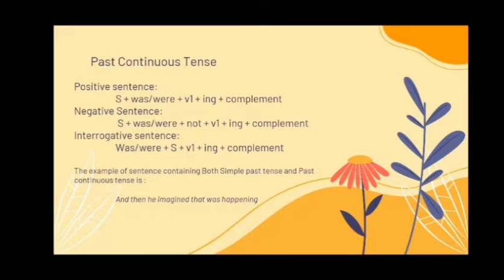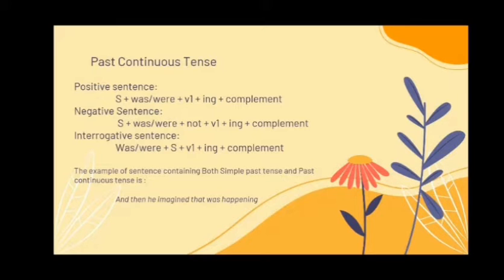We move to the next topic about past continuous tense. The sentence pattern for the positive sentence is subject plus was, were plus verb 1 plus ing plus complement. For negative sentence, we have subject plus was, were plus not plus verb 1 plus ing plus complement. And for interrogative sentence, we have was, were plus subject plus verb 1 plus ing plus complement.